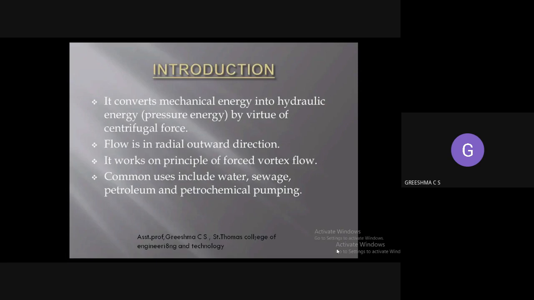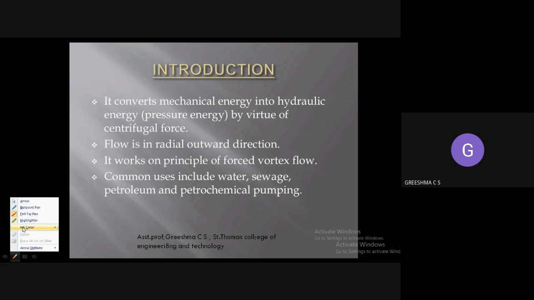Whenever you are passing through any curve, or whenever there is any rotatory motion, there will be a force to pull you towards the core. That force is called centrifugal force. So in the centrifugal pump, the main dominant force is the centrifugal force.